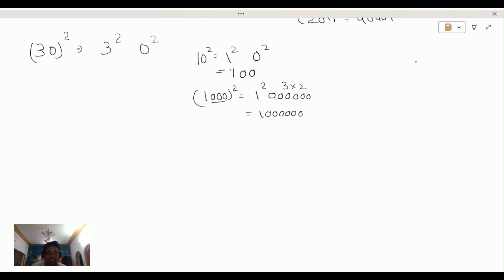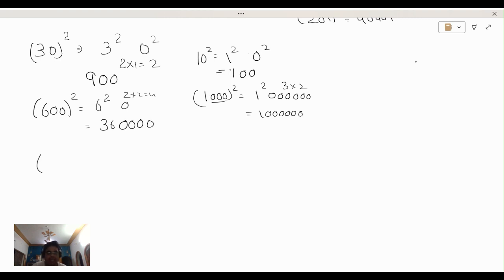Similarly, for 30 square we have 9, and for twice the number of zeros, you have 1 zero, so 1 into 2, 2 zeros you have to put. Now let's move to another sum like 600 square. You have 6 square, and there are two zeros, so 2 into 2, we have 4 zeros. So the 6 square is 36, and 4 zeros after it.